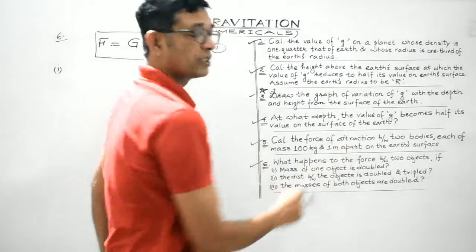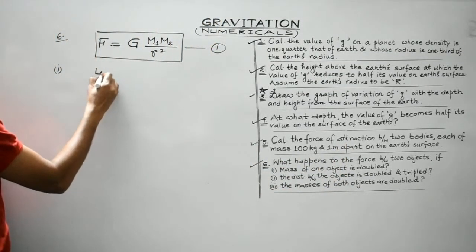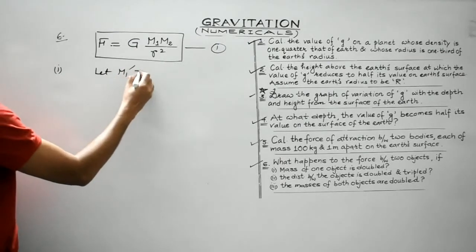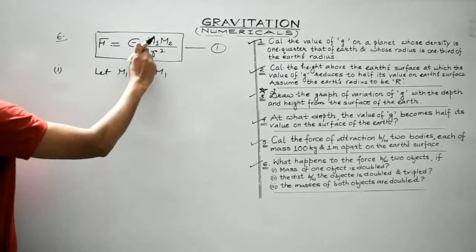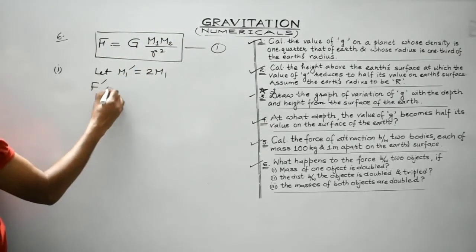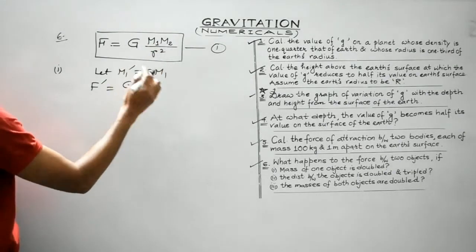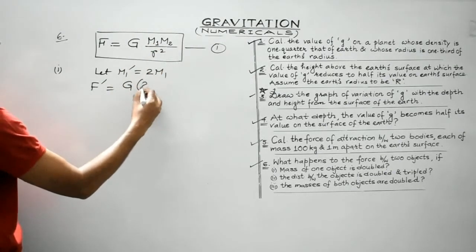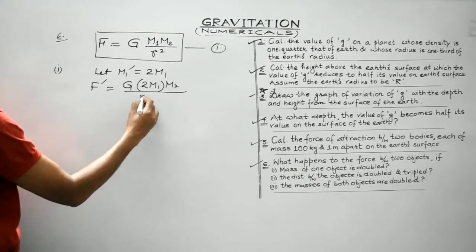Mass of one of the objects is doubled. Now what happens is, let m1 dash be equal to twice m1. Out of these two masses, one of the masses gets doubled. So the new force will be equal to G, in place of m1 write m1 dash, which is equal to twice m1. The other mass is the same, divided by r square.